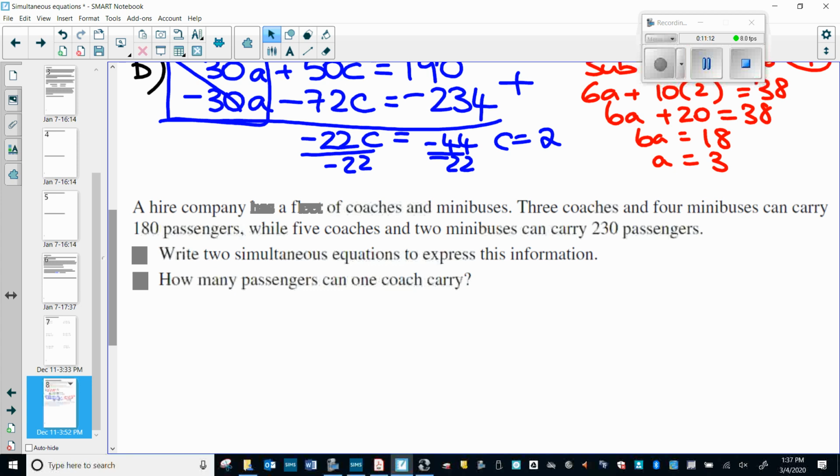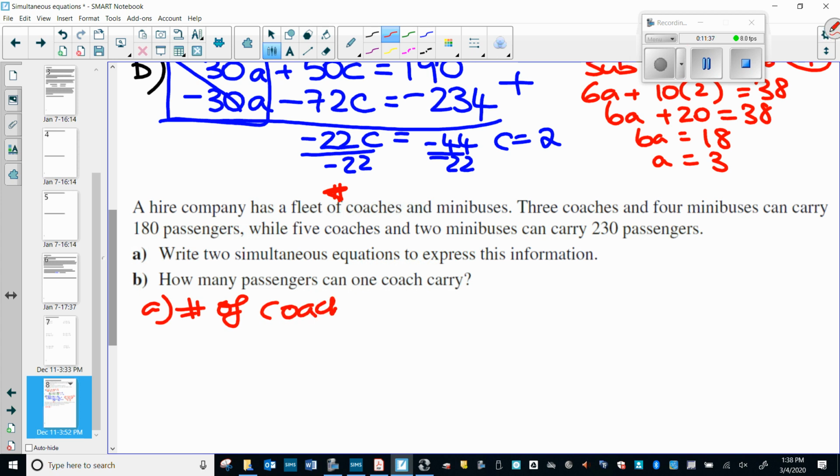All right, so that was definitely a slowpoke version, but probably good to recap for everybody. All right, so a hire company has a fleet of coaches and minibuses. 3 coaches and 4 minibuses can carry 180 passengers. 5 coaches and 2 minibuses can carry 230. Write 2 simultaneous equations. Right, Lily, what shall we call them to start? So coaches. So number of coaches. Oh, let me write that here. Number of coaches. Okay. And number of minibus.